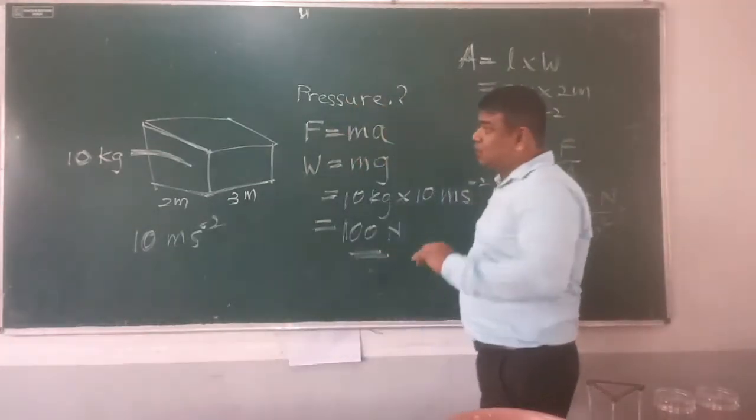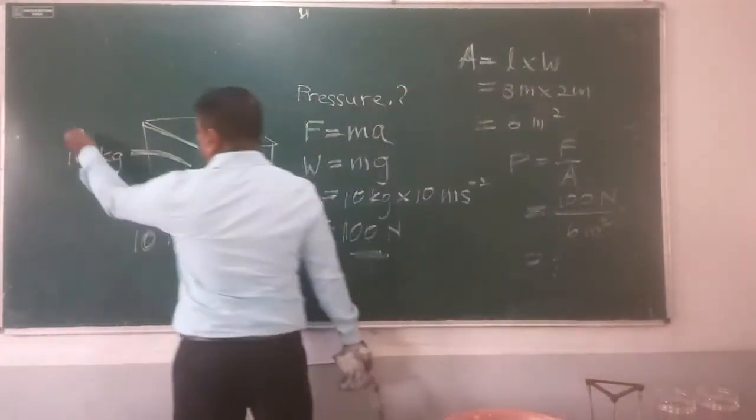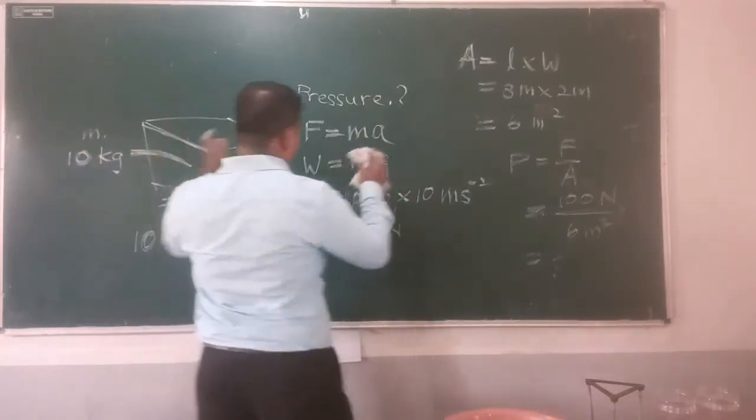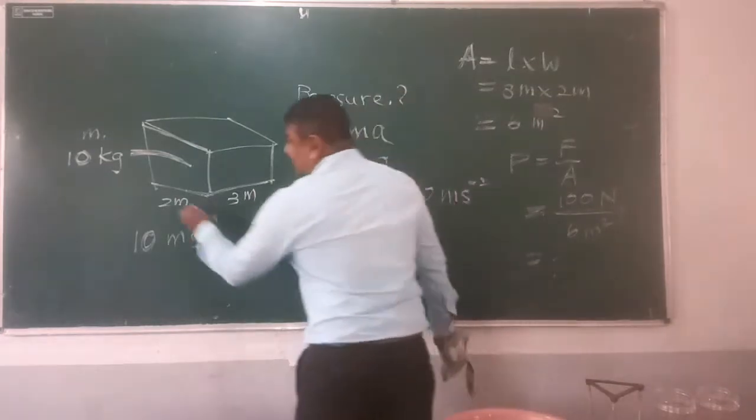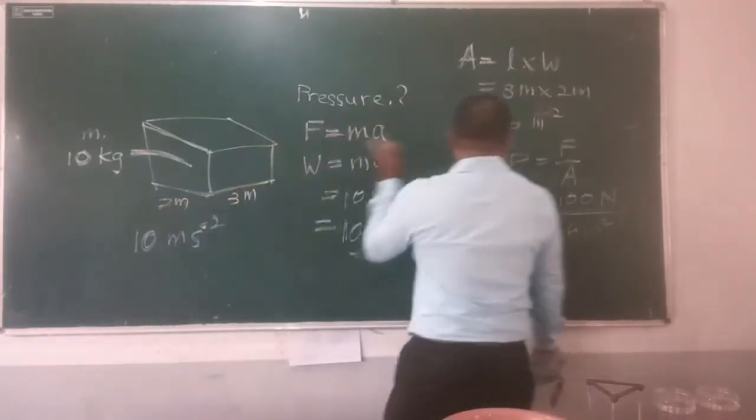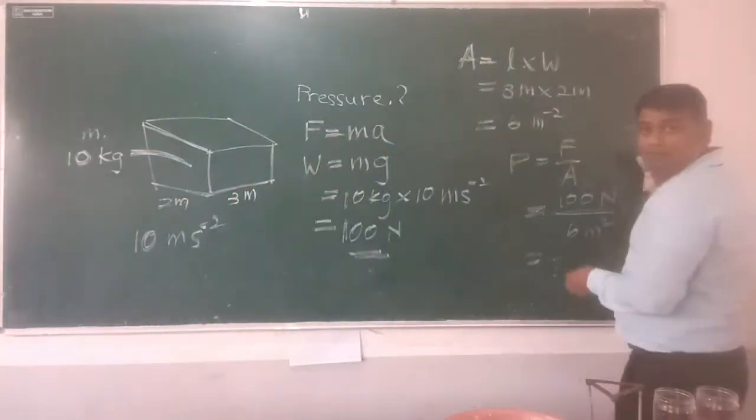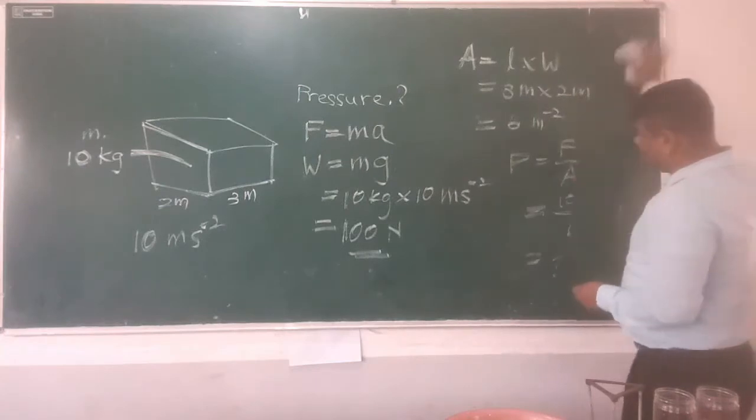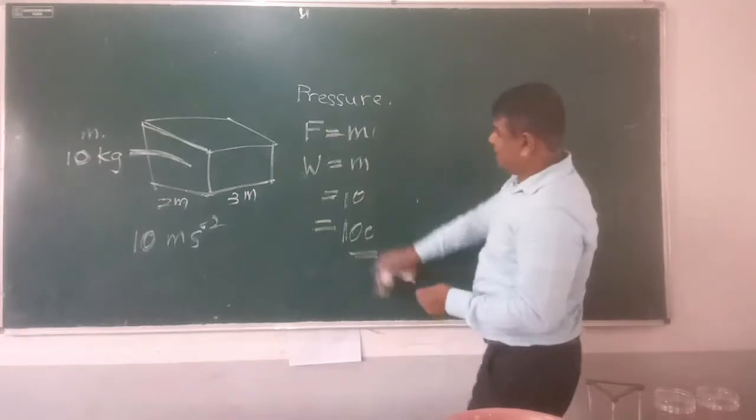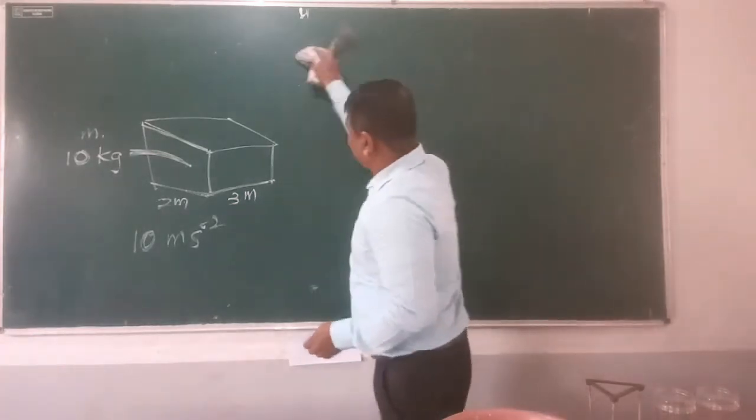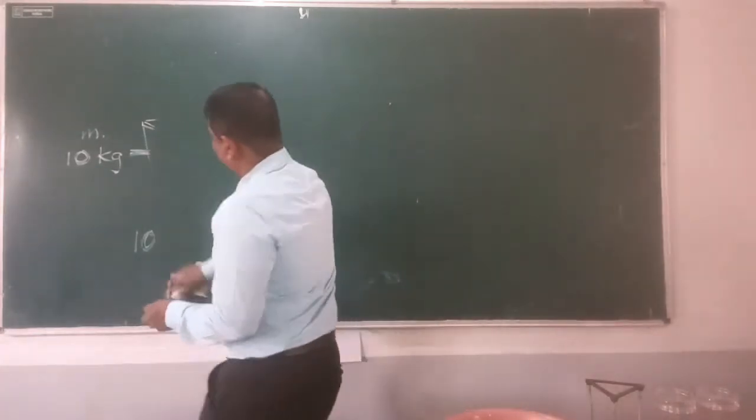Again, I will say that once the mass is given without giving the force, you must convert and find the force. Also, when the area is not given, you have to find the area and take this one. This is example number 1, and let's do a different example as the next one. Example number 2.